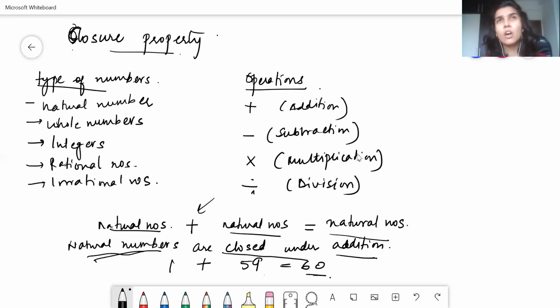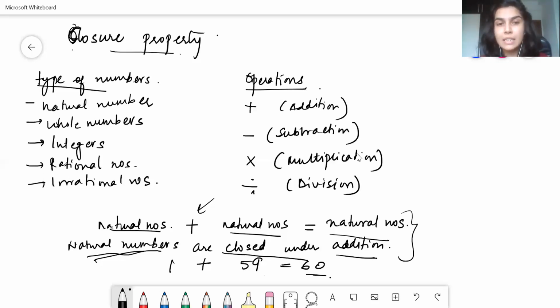Now let me think about all the natural numbers and whether I can come up with any pair of natural numbers such that when I add them, I don't get a natural number. Not right now, right? I'm not able to think of any such pair, because if I were able to, then it would disprove this, and I couldn't say that natural numbers are closed under addition.